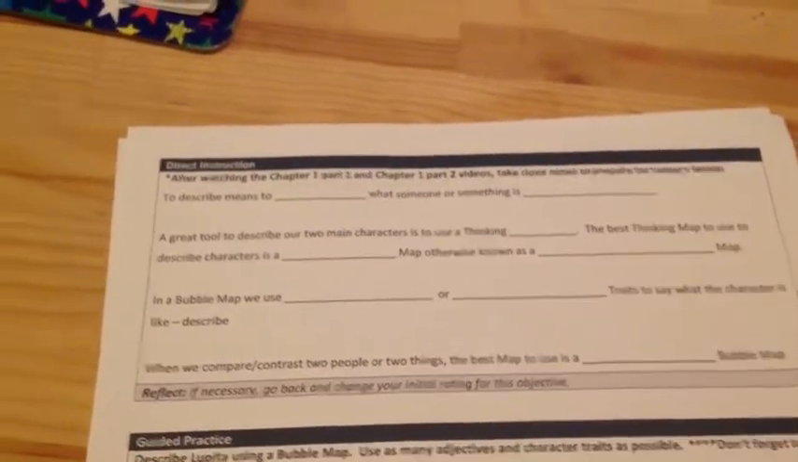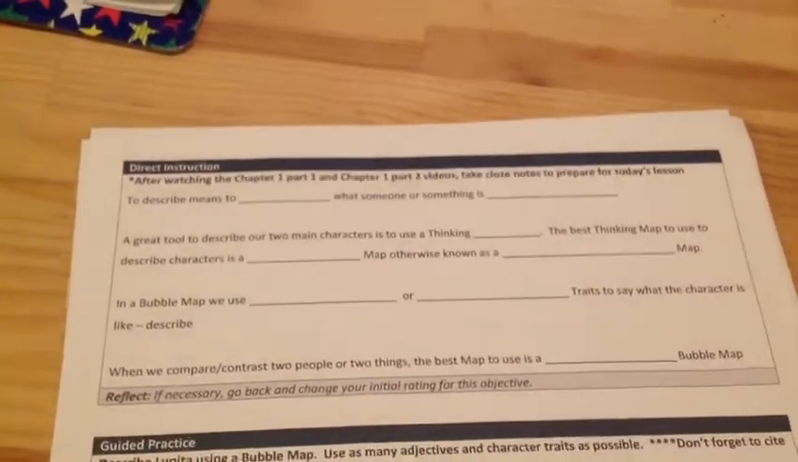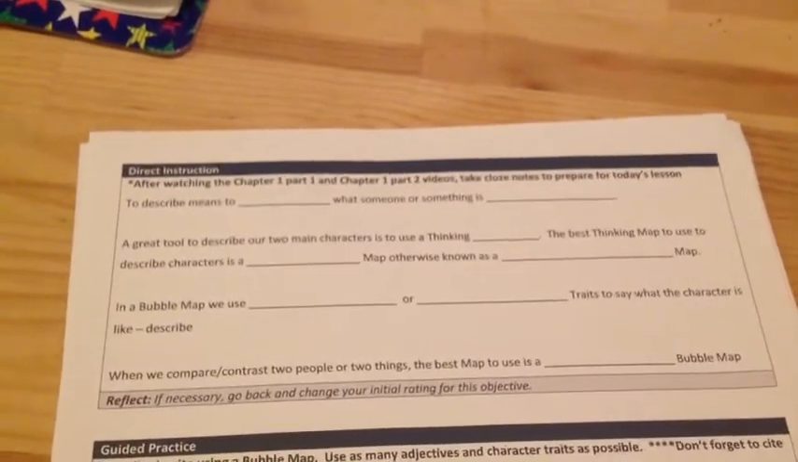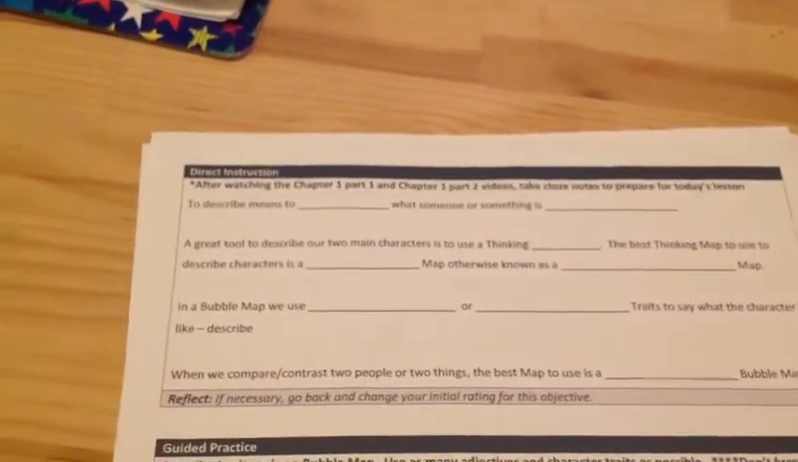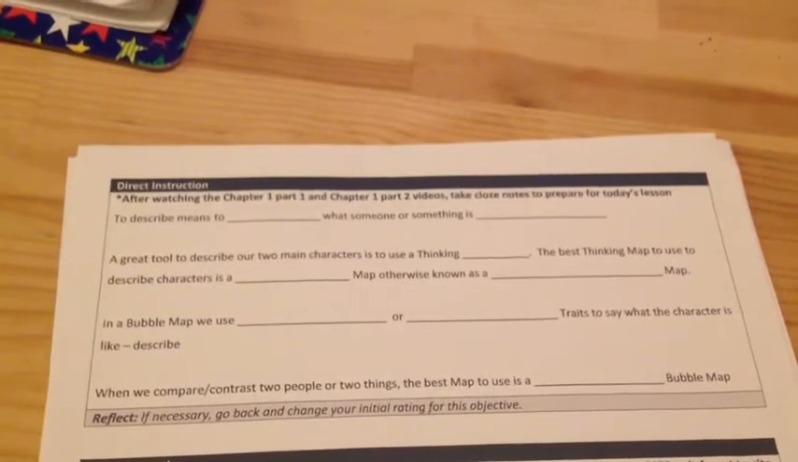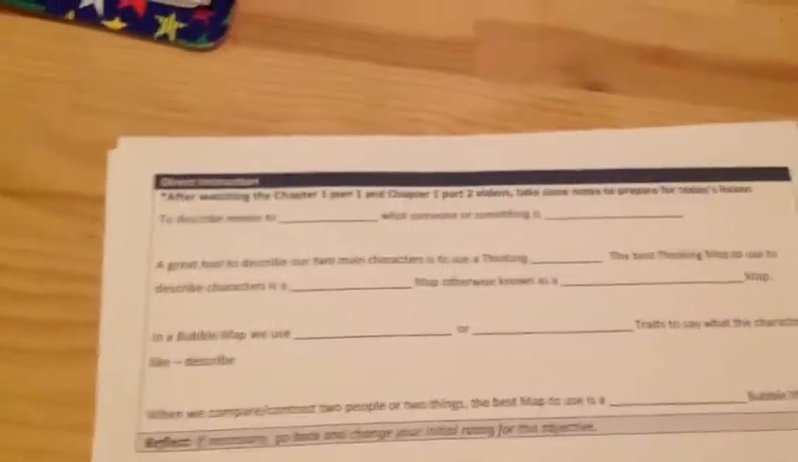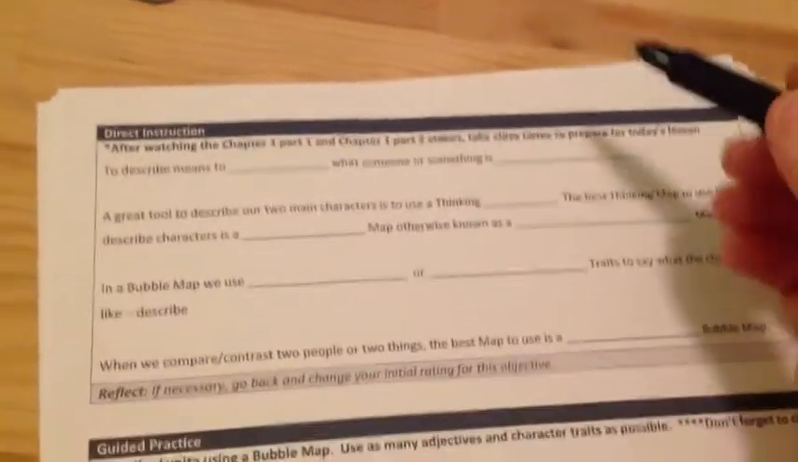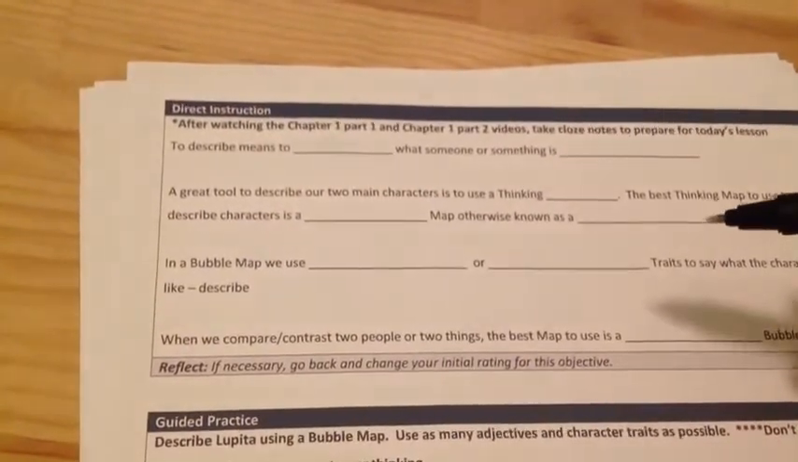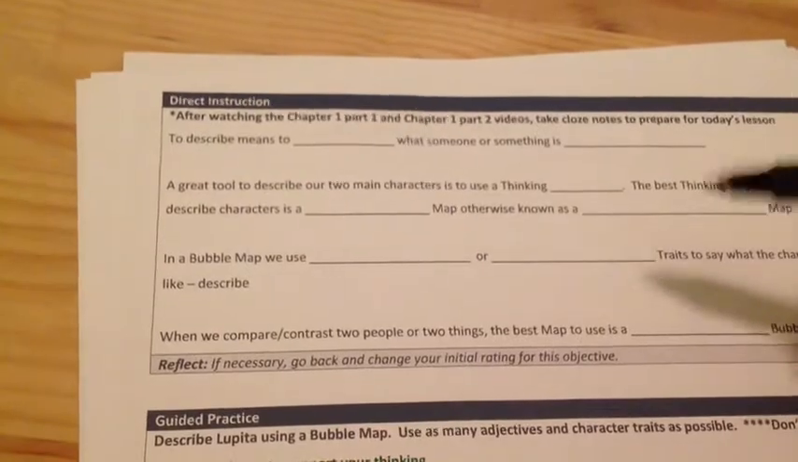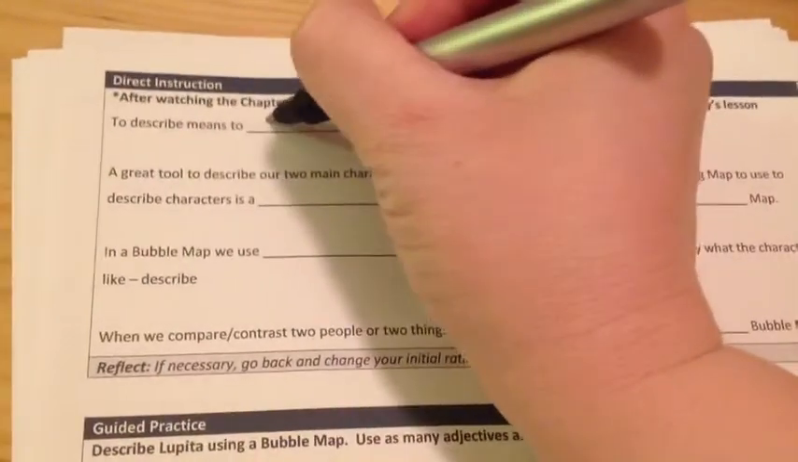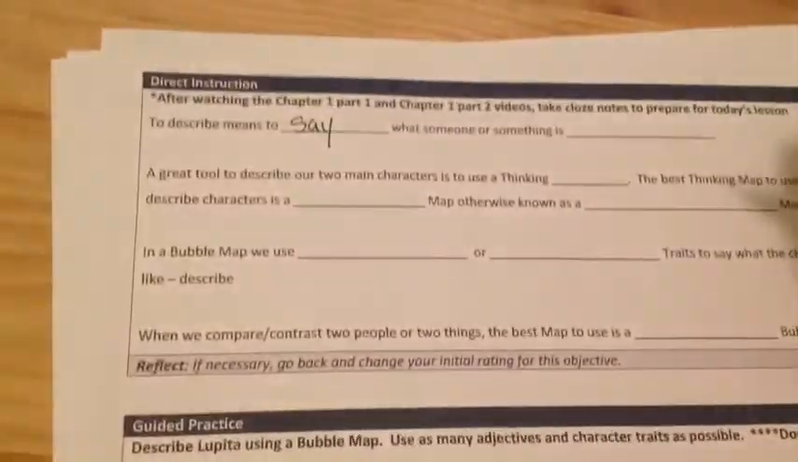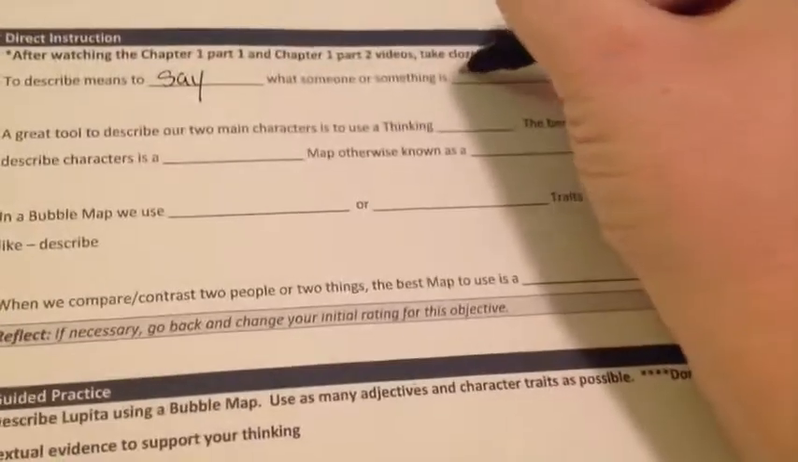Now that you've watched the Chapter 1 Part 1 and Chapter 1 Part 2 video on the chapters, let's go ahead and take some close notes to prepare for today's lesson. We're just going to review some key terms so that we'll understand what we're doing in today's lesson. Describe means to say, go ahead and write this in, what someone or something is like.